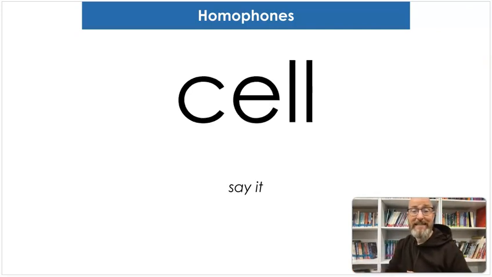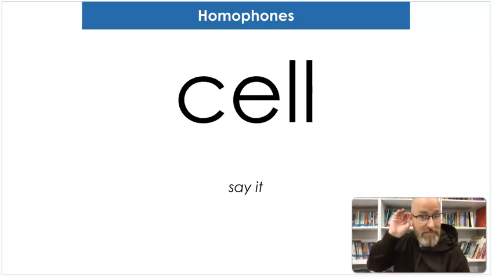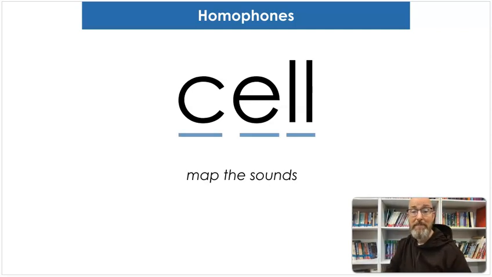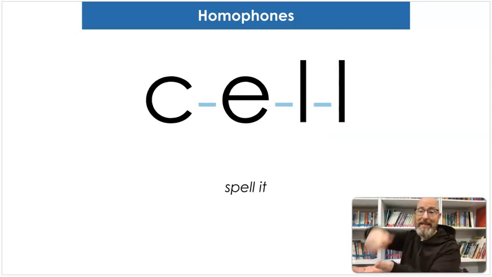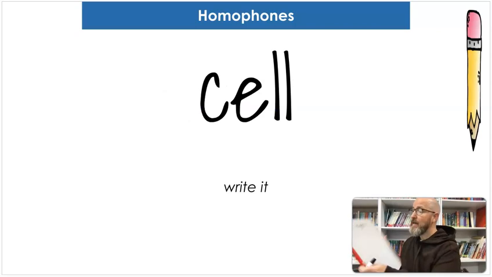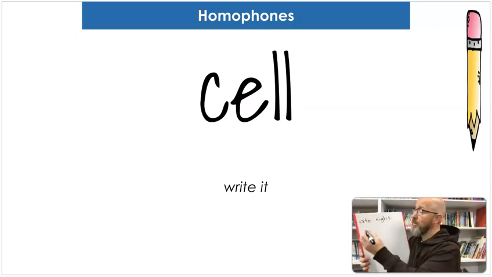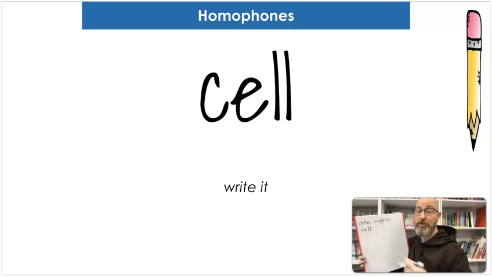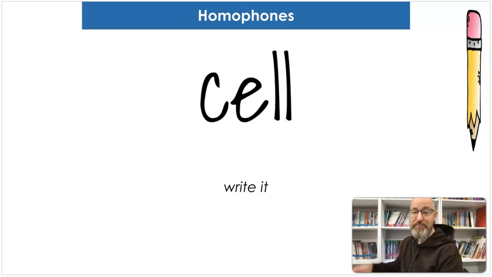The next word is cell. Say cell. Map the sounds. S-E-L. Cell. Spell it. C-E-L-L. Cell. And let's write it. And of course, cell actually is a multi-meaning word. It can have to do with like a prison, or it can have to do with science. All the little cells that make up a human body.